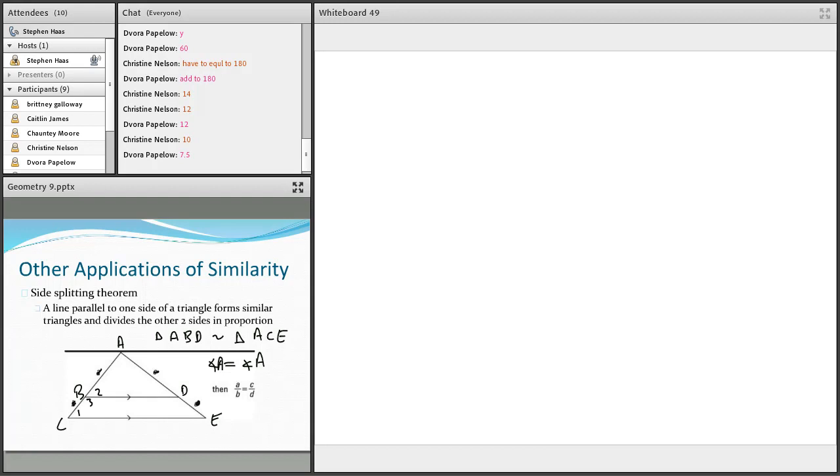The relationship between 1 and 3 is that they're supplementary, which means they add up to 180. Why? Because they're consecutive angles between two parallel lines. Whenever you have two parallel lines cut by a transversal, consecutive angles are supplementary. So angle 1 and angle 3 are supplementary. What about angles 2 and 3? What's their relationship? They're also supplementary. Why? Who can tell me why angles 2 and 3 are supplementary?